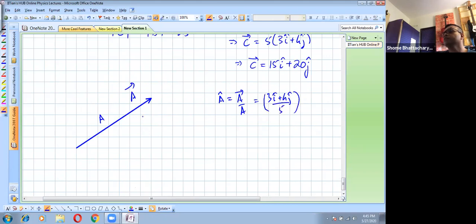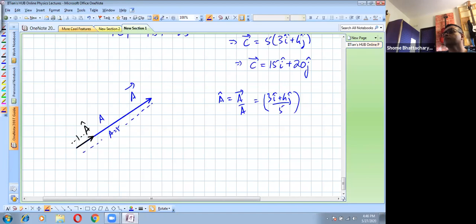Now what will that unit vector look like? A cap will now look like a vector of the same direction, a line parallel to this, but of magnitude only unit. So A cap will have magnitude 1, this length here, magnitude 1, whereas the vector A itself had a magnitude of 5.